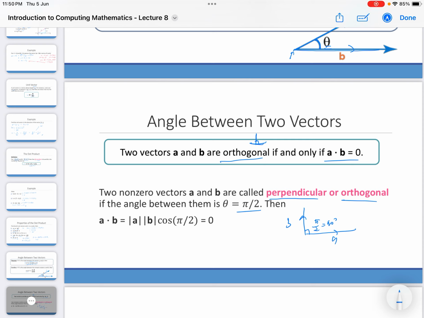Okay, and then we can do the dot product. So we know the dot product A dot B is equal to magnitude of A times magnitude of B, and then cos theta, or cos pi over 2. And cos pi over 2 actually equals 0. So that's why we get A dot B equals 0. So if A dot B equals 0, then that means A and B are perpendicular or orthogonal vectors. So the angle between these two vectors will be 90 degrees.